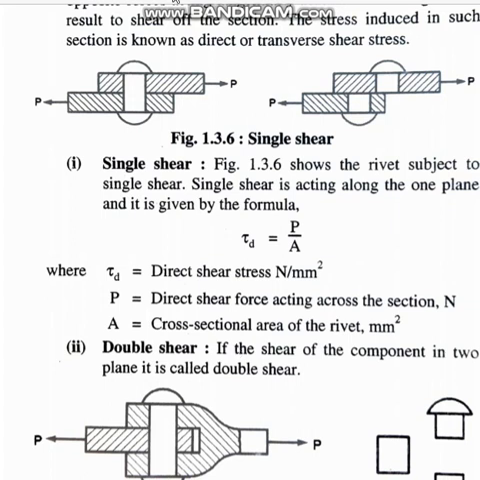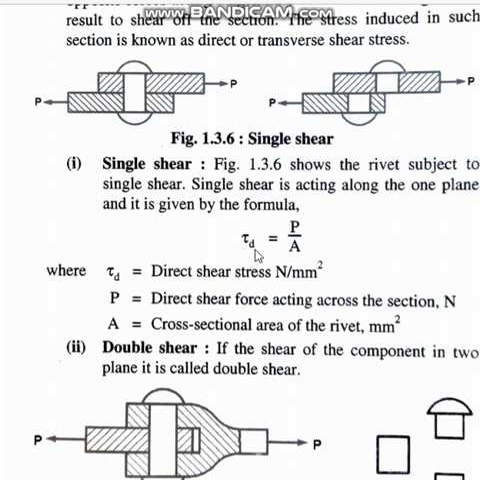There are two types. One is single shear and another is double shear. Single shear means, in this figure you see this rivet is getting cut in one place only. So that is simple. That is called single shear. And the formula: shear stresses are given by this letter tau. This is a Greek letter tau. You know how tau should be written.